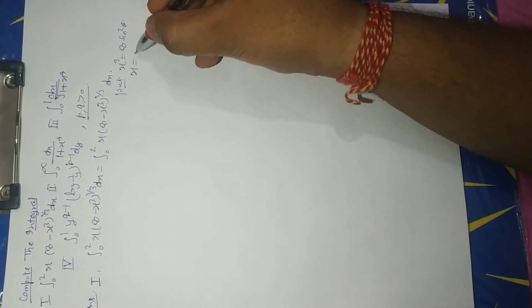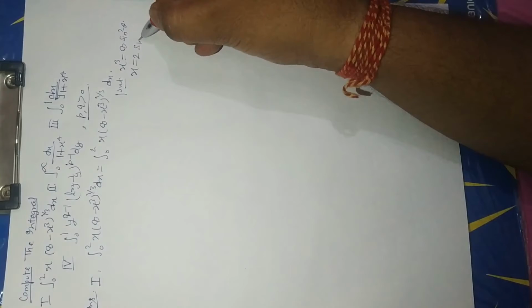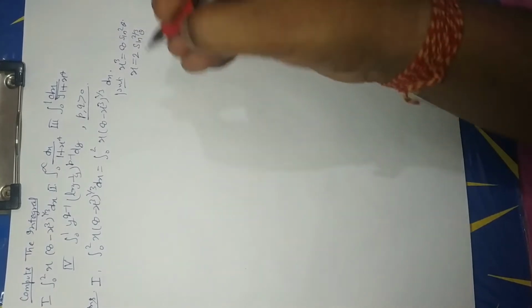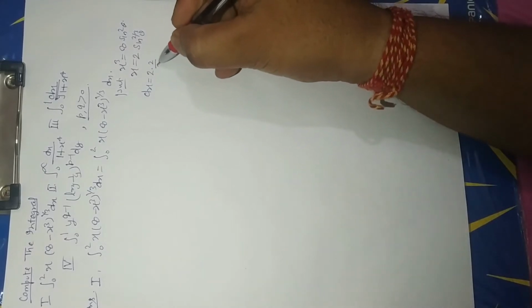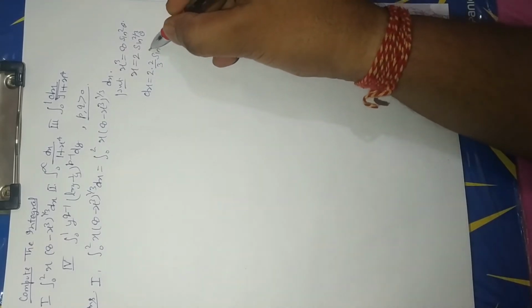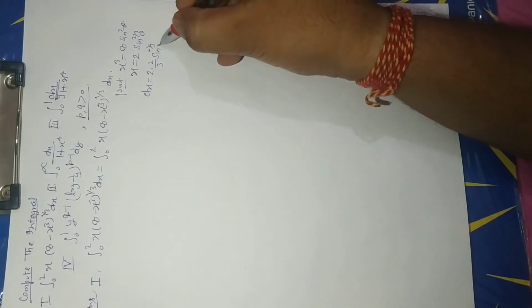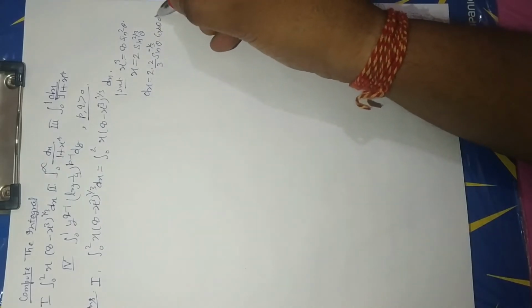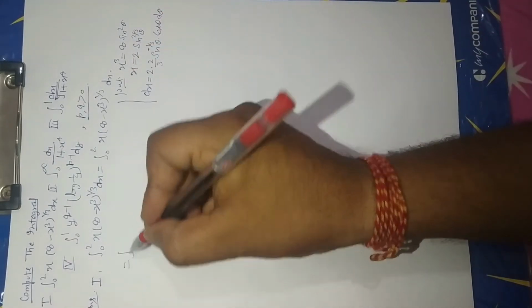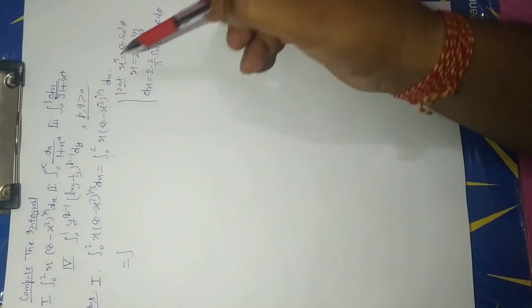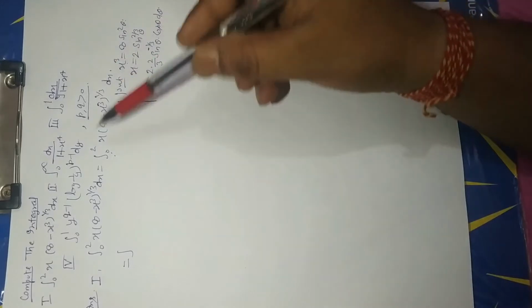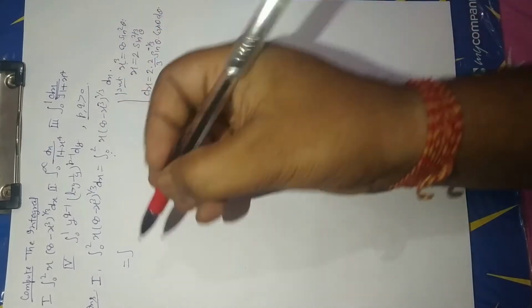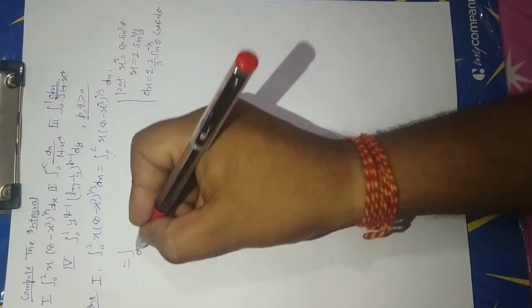Now x is equal to 2 sin^(2/3) θ. Now dx is equal to 2 into 2/3 sin^(-1/3) θ cos θ dθ. Now the limits of x change to limits of θ: x = 0 gives θ = 0, and x = 2 gives θ = π/2.